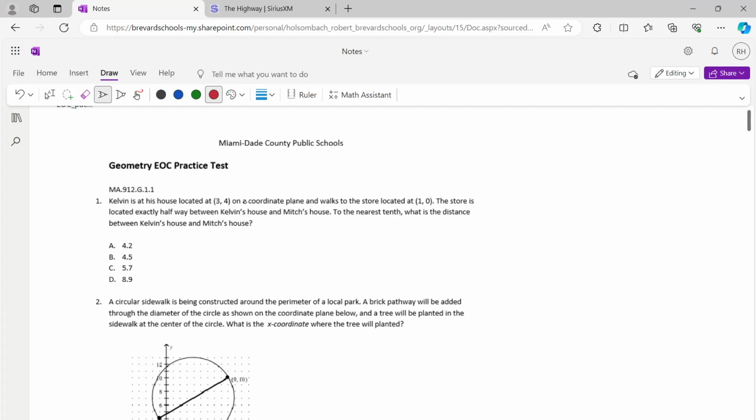Kelvin is at his house located at 4,3 on the coordinate plane and walks to the store located at 1,0. So we've got this coordinate plane and he's at 3, 4 on the coordinate plane. And he's walking to the store that's at 1,0, and 1,0 would be right here, and this is the store.